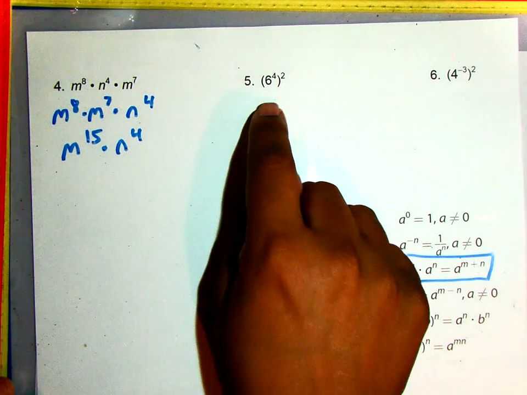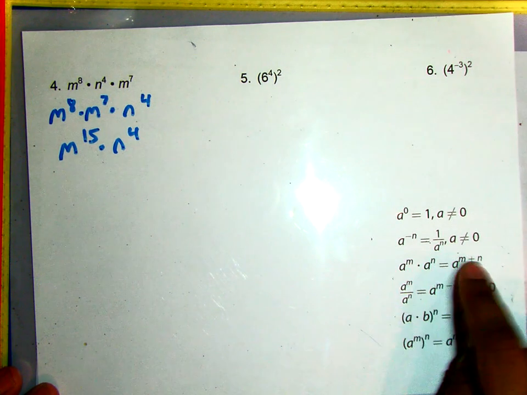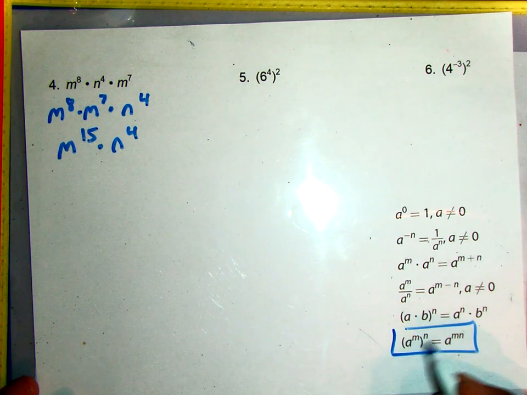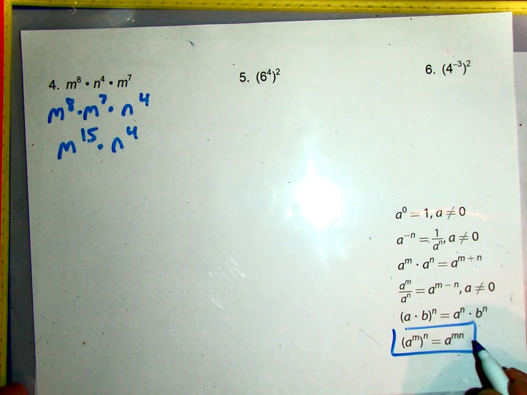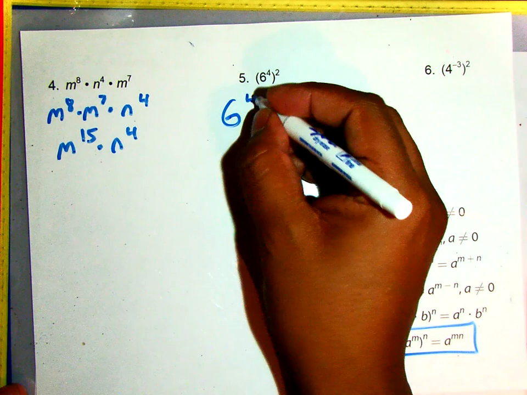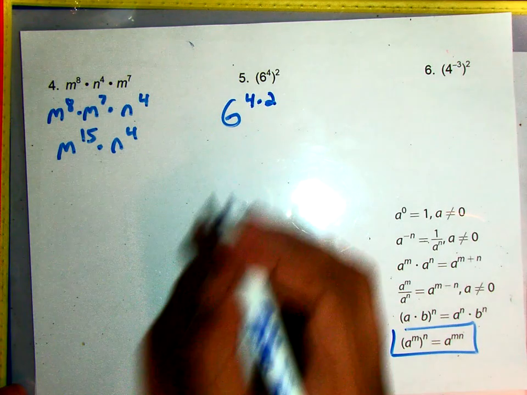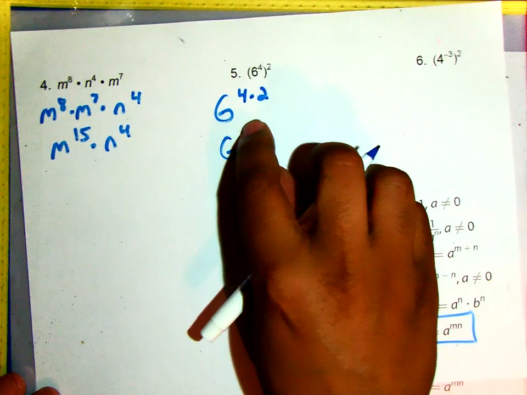Okay, let's take a look at this one. This one's different. We're going to use this one here. Notice how this looks similar to this here. That's the power of a power property. So what you're going to do is take those two exponents and multiply them. So I'm going to rewrite it: 6 raised to the 4 times 2. And this time we're not adding, we're multiplying. So we get 6 to the 8th.